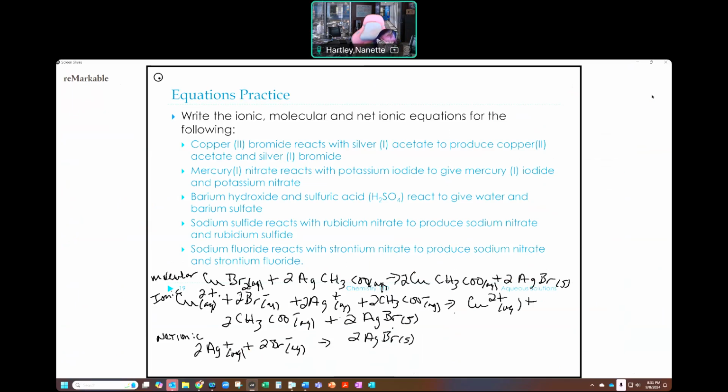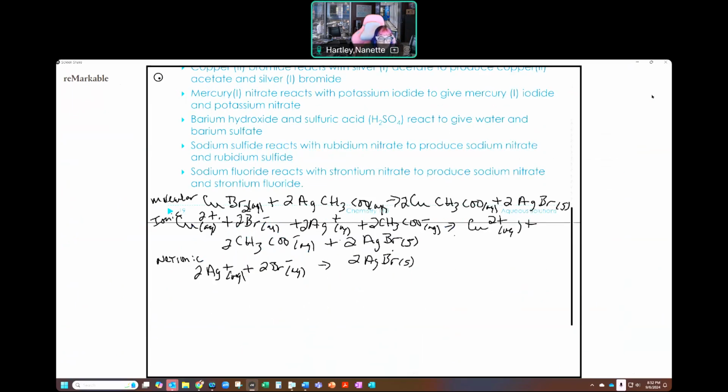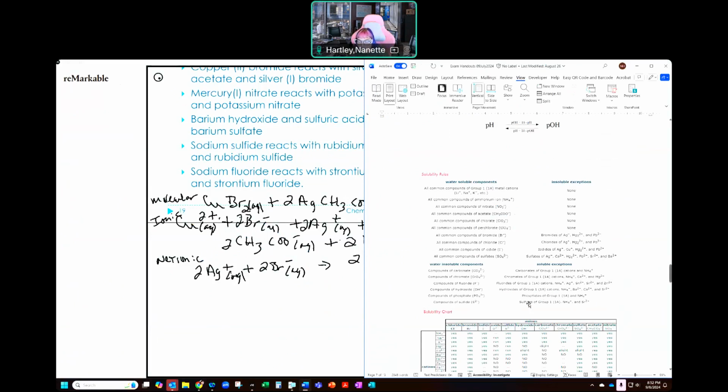All right, let's scooch up a little bit. Let's talk about the second one. Now it says mercury 1 nitrate. Mercury 1, according to my table right here, I can look down here and I can see that this right here is Hg2 2 plus. That is actually mercury 1, because mercury 1 has a +1 charge. So if I have Hg2 2 plus, that's mercury 1.